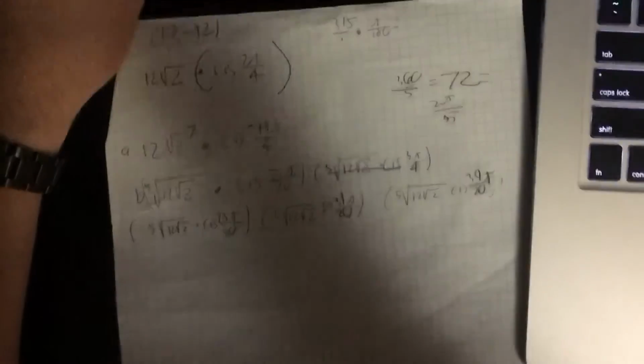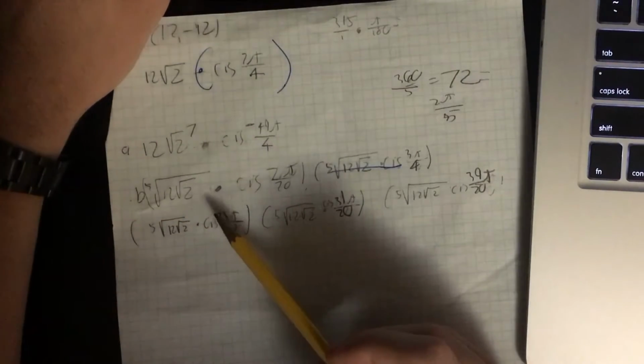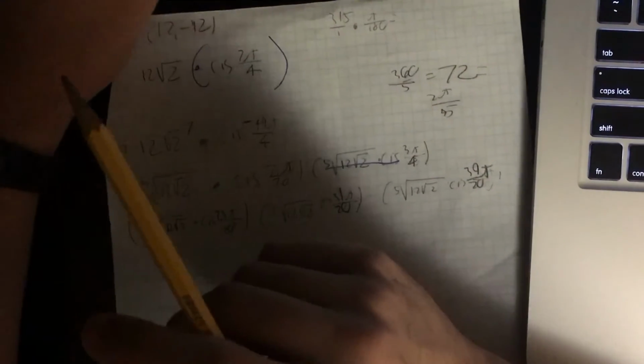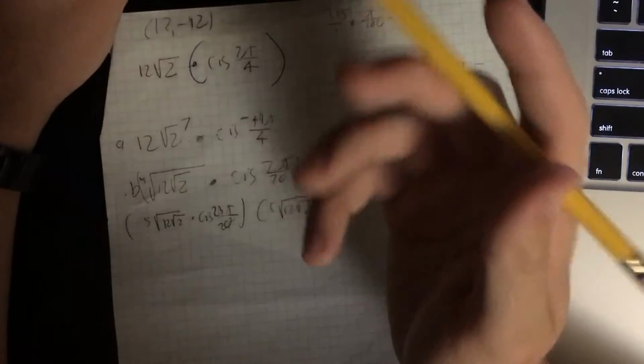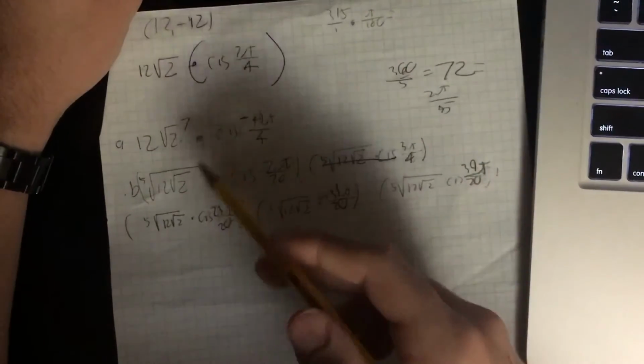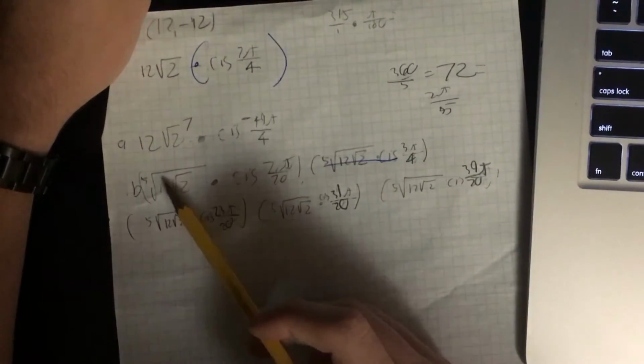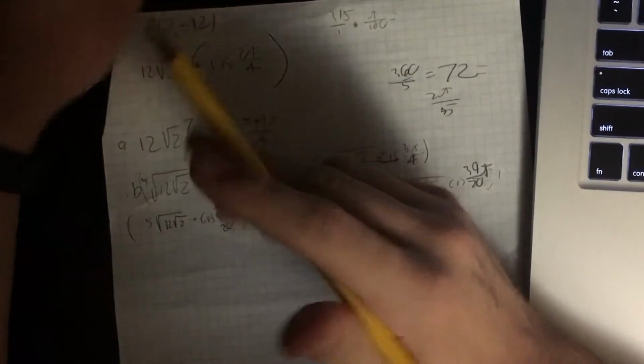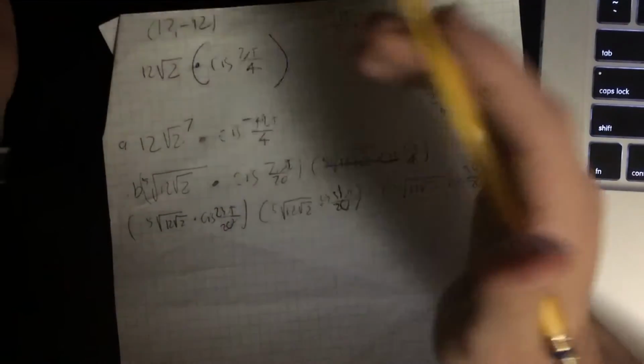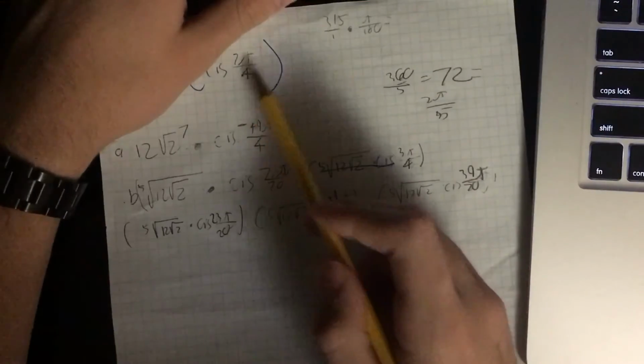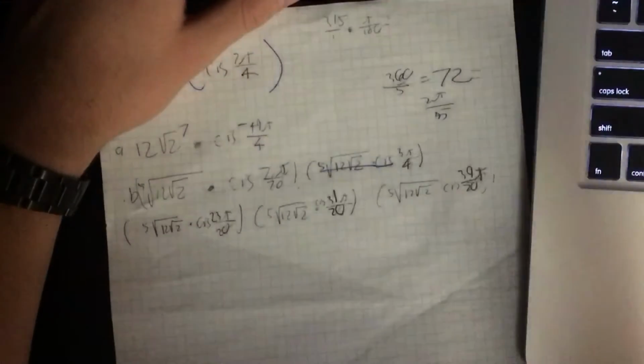And the next part is asking us to find the 5th root of the equation. So for the 5th root, the modulus, you just take the 5th root of it. So that'd be the 5th root of 12 radical 2. And then the argument's a little more work. To find the first argument, we must divide the original one by 5, because it's saying 5 roots.